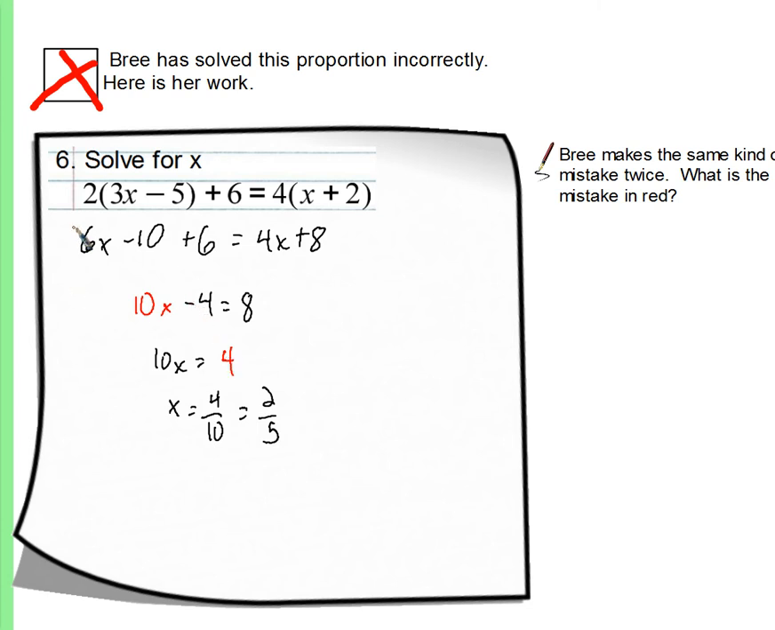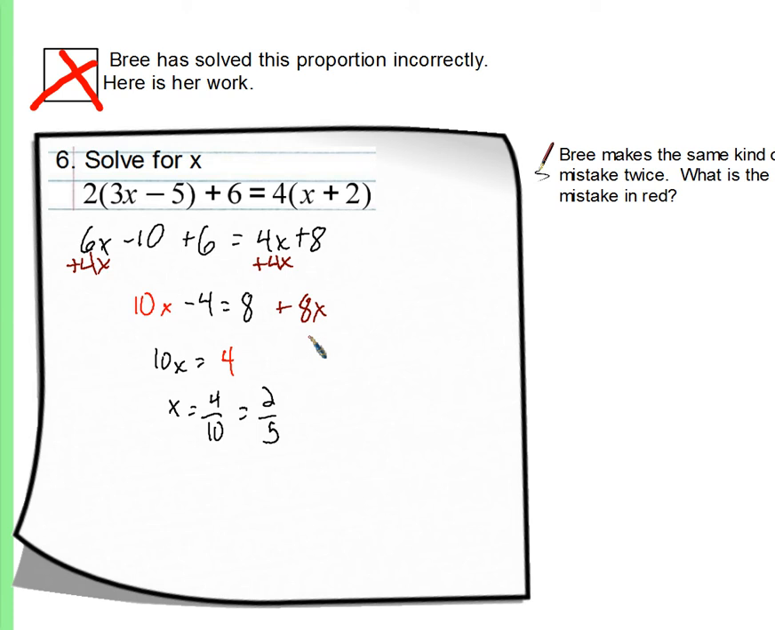Same thing here. 6, 4x, 10x. I don't really like to speak in terms of moving things, but she moved 4x over to the other side. If she wants to do something like that, she needs to cancel on that side and do the same thing on this side, and then she'll still have a balanced equation. To get 10x, she would have to add 4x. You add 4x on one side, you have to add it to the other side. So we'd have 8x over here if we wanted to keep it balanced.